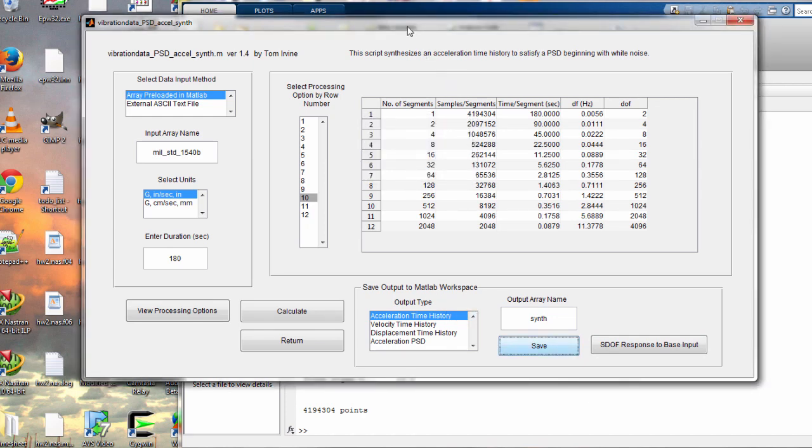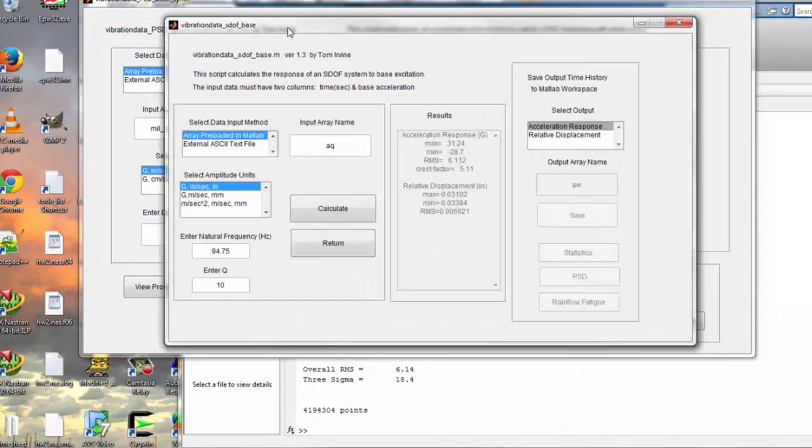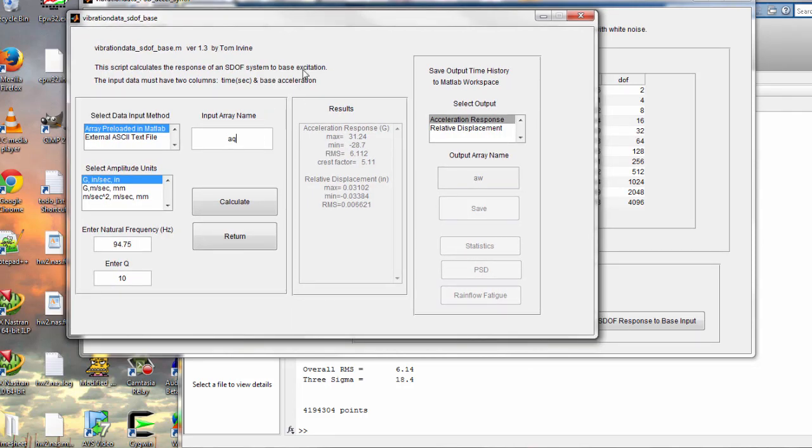Okay, now we're going to calculate a single degree of freedom response to that base input, which will be the response of our spring-mass system. And I'm trying to make this software a little more user-friendly, so I've added a button here so we can go directly to our single degree of freedom response function. Aside from the short navigational cut, this is something we've run before.